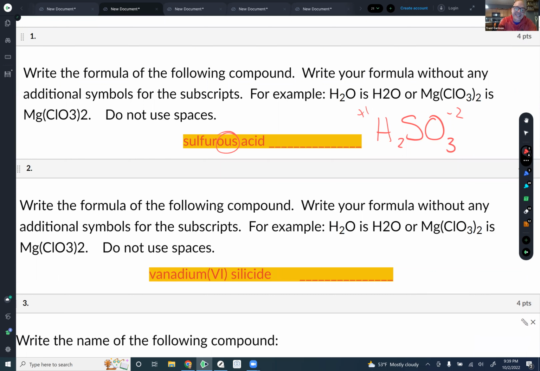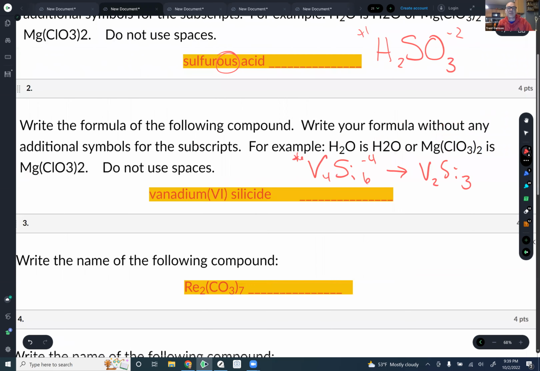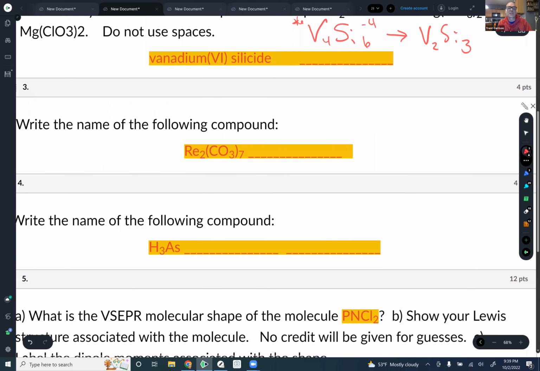Vanadium 6 sulfide. So vanadium would have a charge of +6. The silicide would have a charge of -4. You crisscross, you have 4 and 6, but that needs to be reduced down to V2Si3. And we know that because of the Roman numeral transition metals.